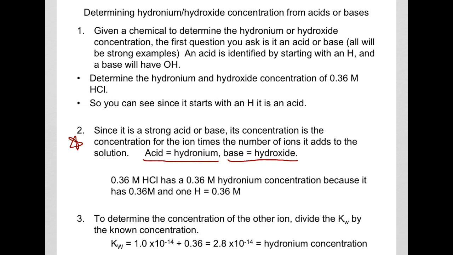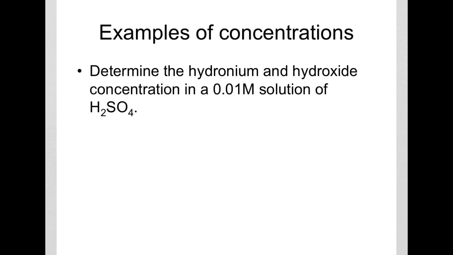So let's look at some examples. An example of hydronium and hydroxide concentration: we're given a 0.01 molar solution of H2SO4. The first thing you need to see is, is this an acid or is it a base? I see that it starts with H, so I know it's an acid. And I also see that there are 2 hydrogens.